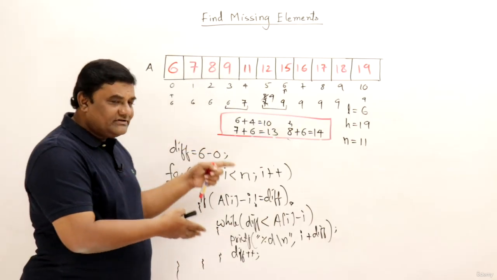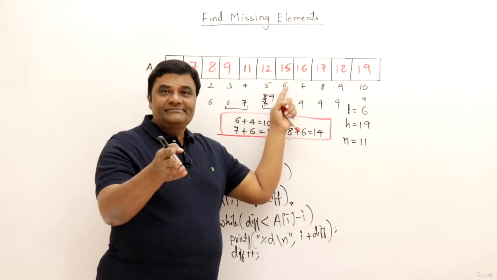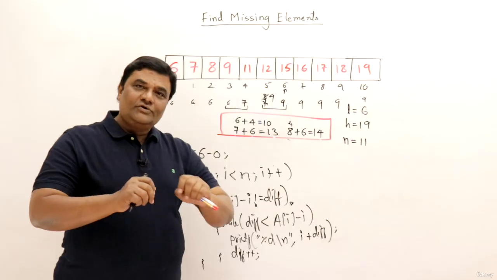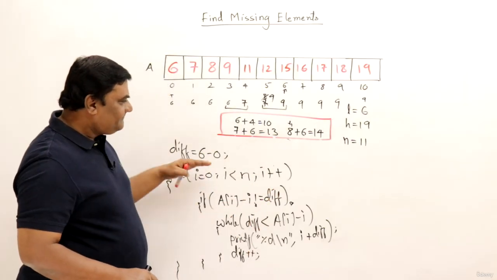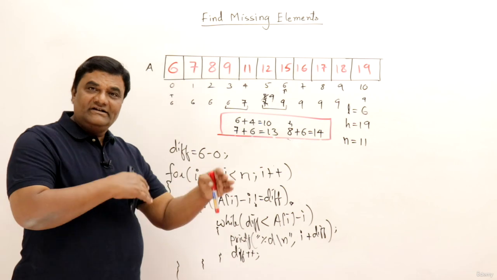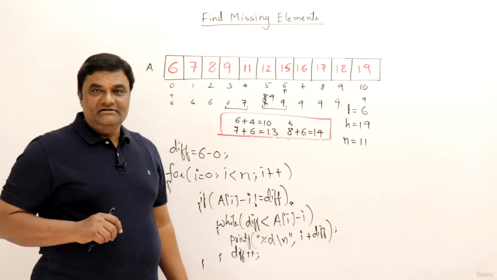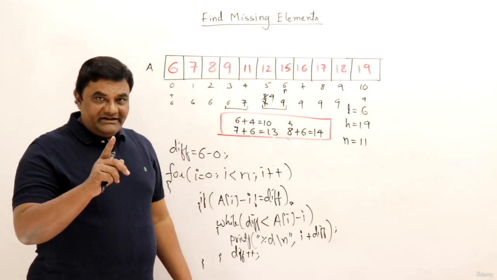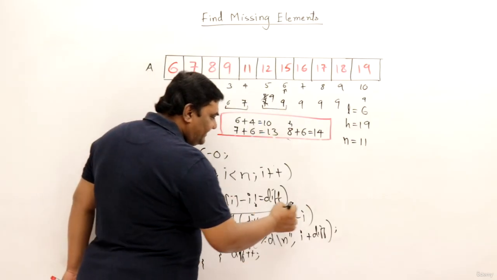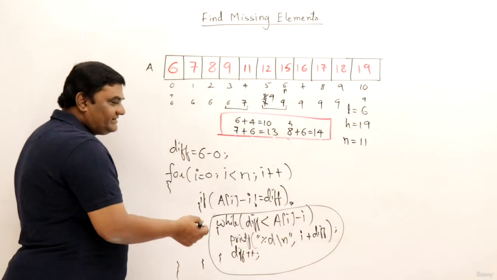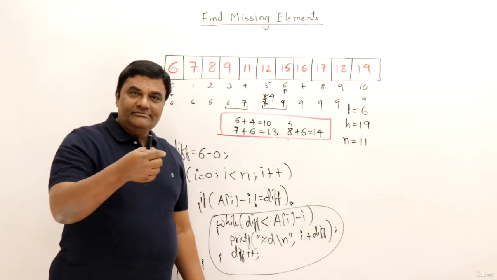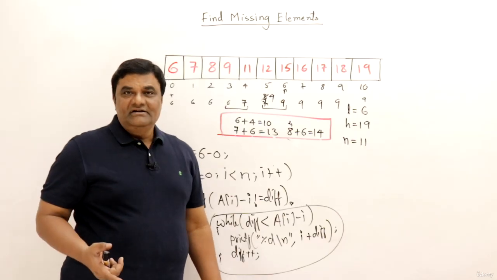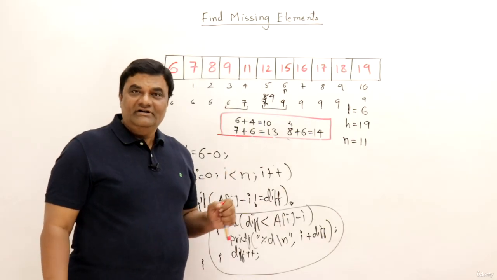So 10 is missing, so that is printed. 13, 14 is missing, so that is printed. So those elements are also included. So this loop is accessing all the elements, without missing any element. So it means we don't have to consider the time taken by this loop, because this time is negligible. Just it is filling up the gaps, that is missing elements. So the total time is order of n.